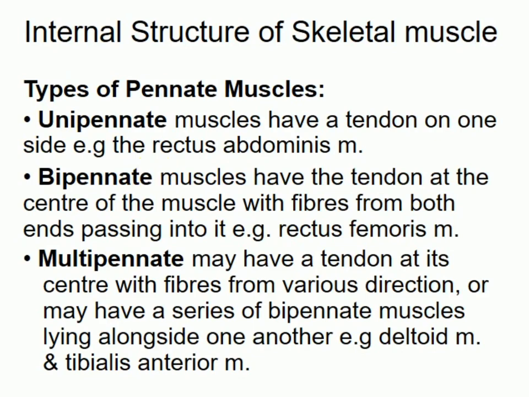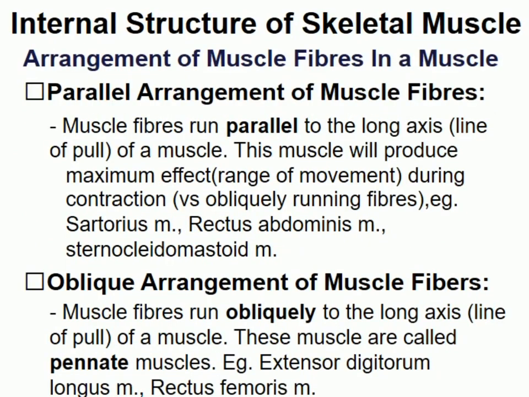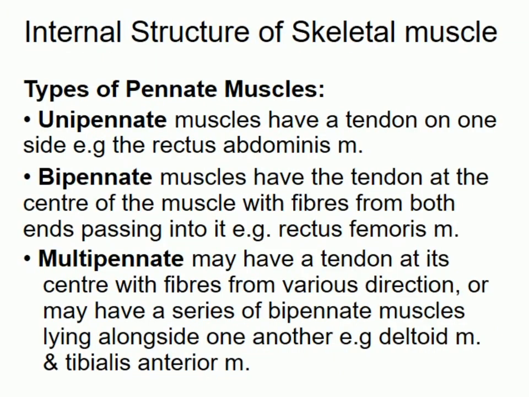We have unipennate, a muscle with a tendon on one side, e.g. rectus abdominis muscle. However, rectus abdominis is one among the muscles whose fibers are arranged in a parallel fashion. And then you have bipennate muscles. These have a tendon at the center of the muscle with fibers from both sides passing into it, such as rectus femoris. We will see how the fibers are arranged and we will see the muscles themselves, how they are observed. Rectus femoris is a muscle in the lower limb.